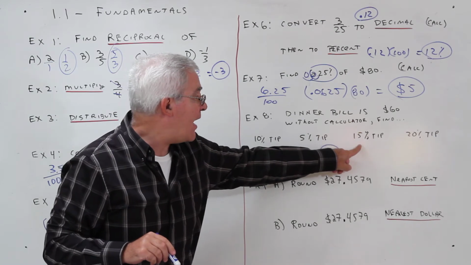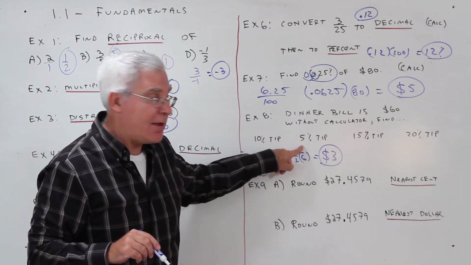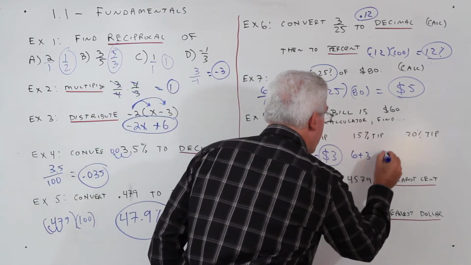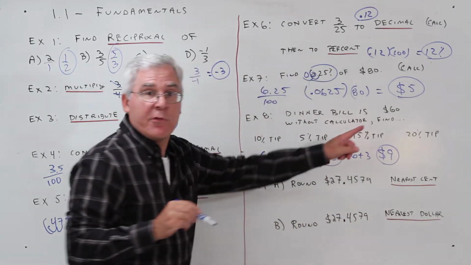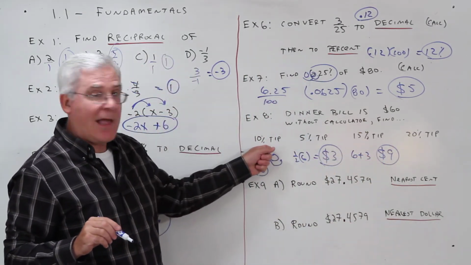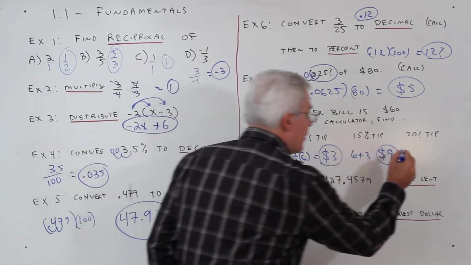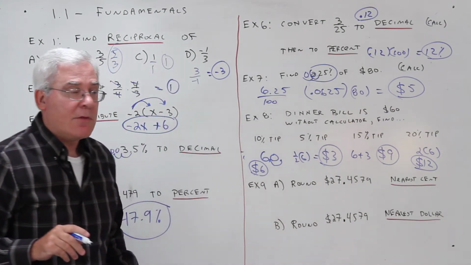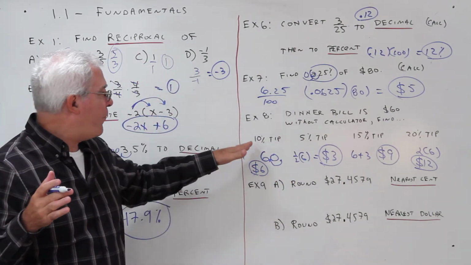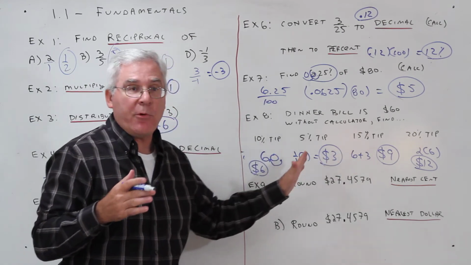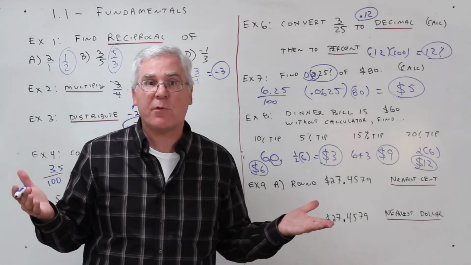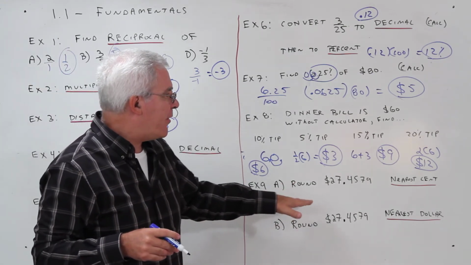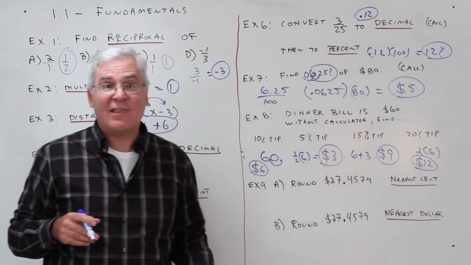15%, well 15 is 10 plus 5, so this is going to be 6 plus 3, which will be $9. 20%, well that's twice 10%, so twice 6, and that'll be $12. So even if you got like a really weird bill, hopefully you could just move the decimal point and do these operations for 10, 5, 15, 20% tip. Good life skill.